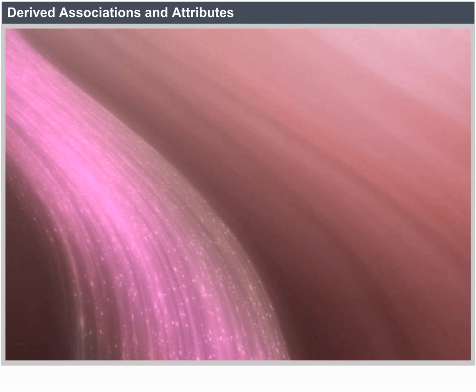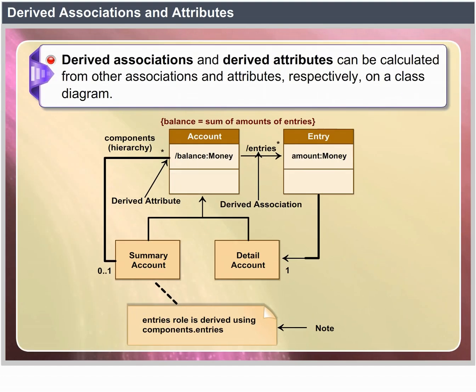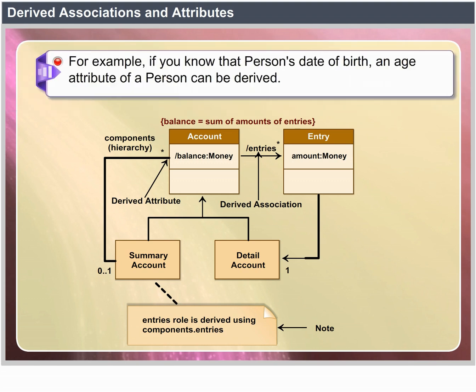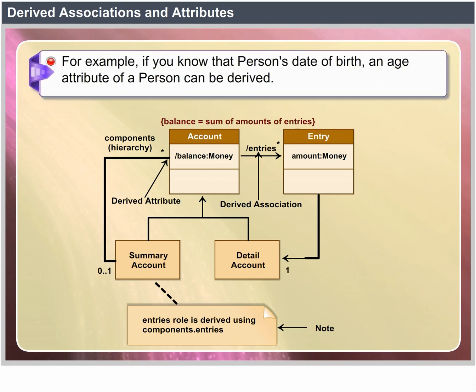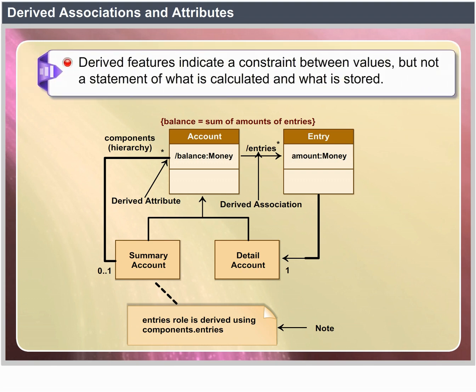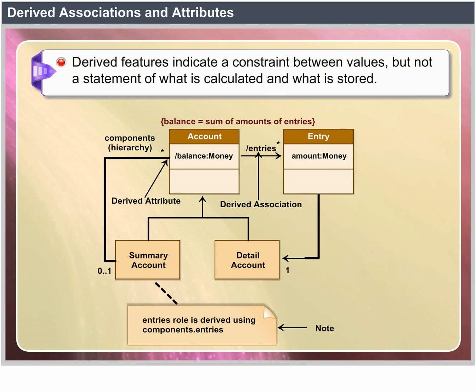Derived associations and attributes. Derived associations and derived attributes can be calculated from other associations and attributes respectively on a class diagram. For example, if you know a person's date of birth, the age attribute of a person can be derived. Derived features indicate a constraint between values but not a statement of what is calculated and what is stored.